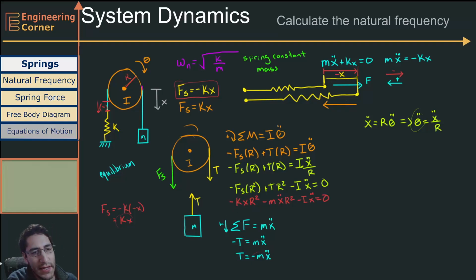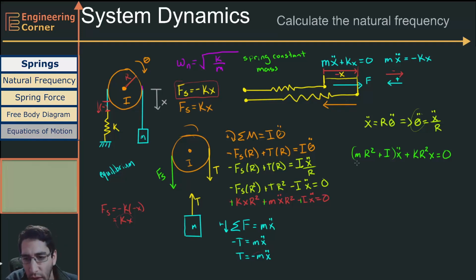Now, my next step is I'm going to just multiply by -1 to get all positive numbers. And finally, I'm going to rearrange this in a specific way. I'm going to take my accelerations and put them together. So I'm going to have m r squared plus I times x double dot. And I'm going to write this in a way that I have plus k r squared x is equal to 0.